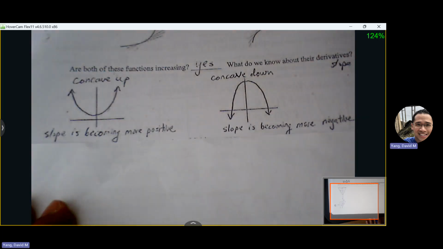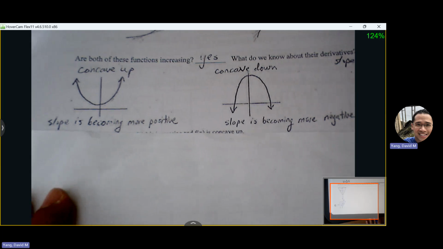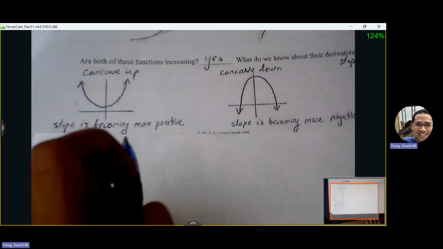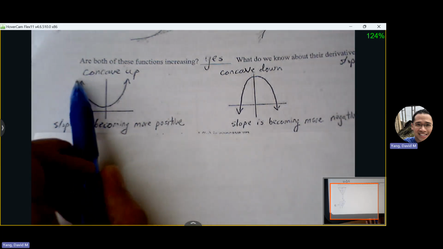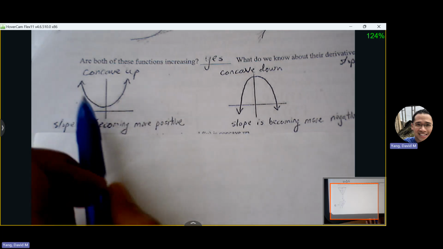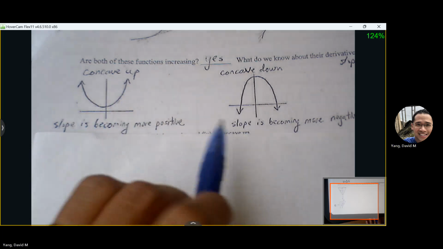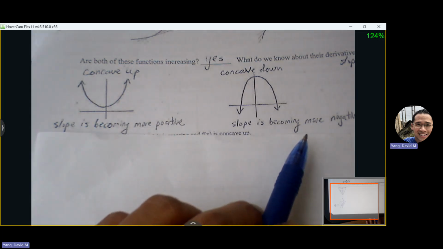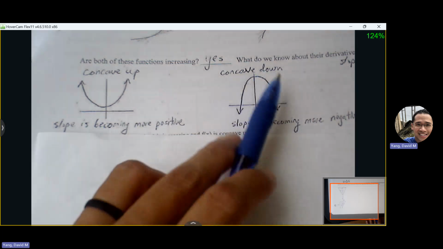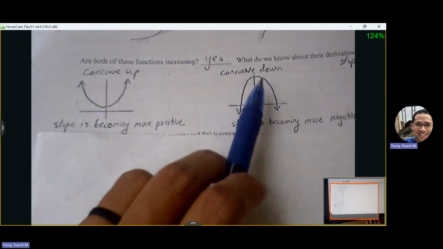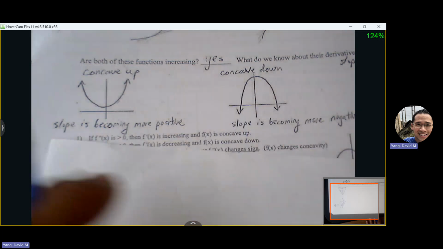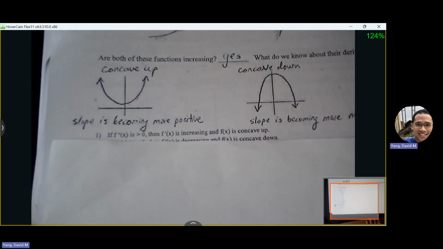Whenever your slope is moving in the positive direction, when your slope is becoming more positive, it's going to create this concave up shape. If your slope is becoming more negative, then your graph is going to take on this concave down shape. It's going to be looking more like an upside down U shape.